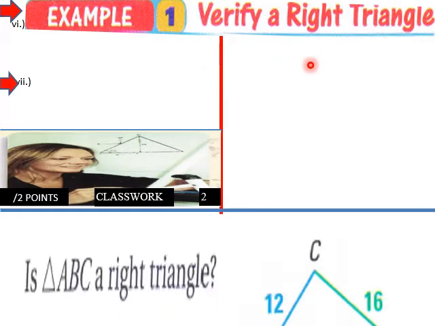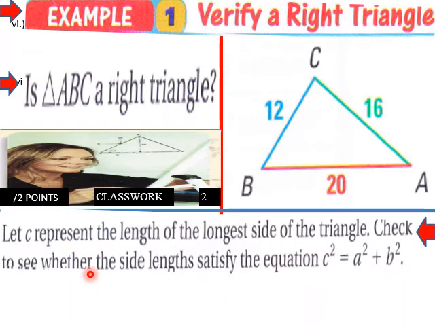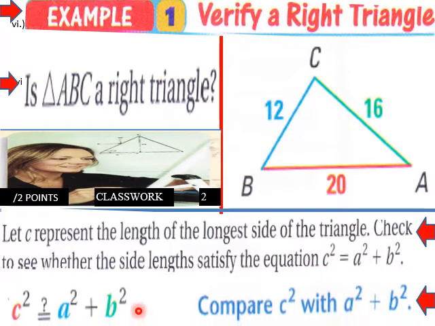Example 1, verify a right triangle. Is ABC a right triangle? So how do we know? Is that a right triangle? Let C represent the length of the longest side. Check to see whether the side lengths satisfy this formula here. And will it satisfy that? Compare C squared with A squared plus B squared.